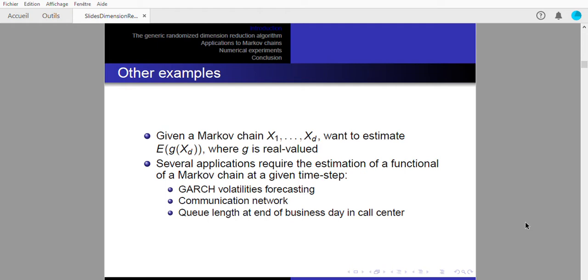Also, if you have a call center that closes at 5, maybe you want to calculate the expected value of the queue length at 5 p.m. So in all these examples, some variables are more important than others. For example, in the GARCH volatility model, the volatility depends mainly on the last returns rather than the returns today. In communication networks, the waiting time depends mainly on the last arrivals and so forth.